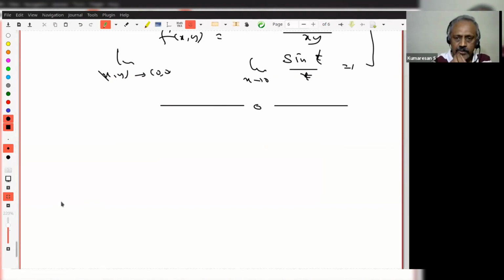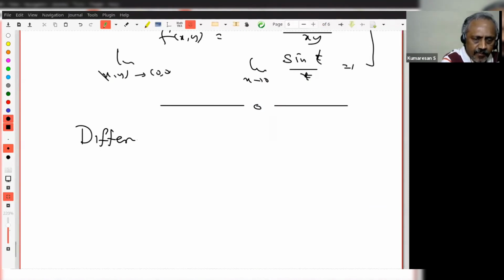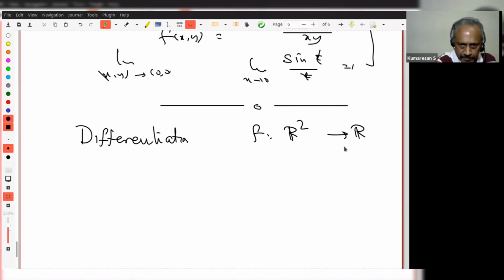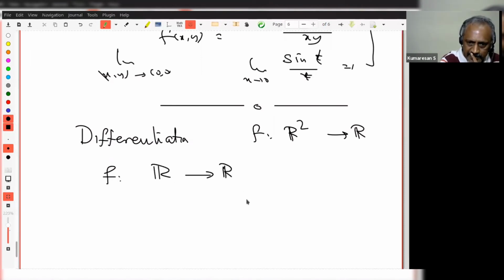Okay. Now I want to go on to differentiation of functions from two variables to a real variable, as opposed to functions from R to R. For that, I want to spend some time on what we already did for functions from R to R. Do you remember that? What did we do? I fix a point a. I want to show f is differentiable at a. It may be some interval also, I don't care.